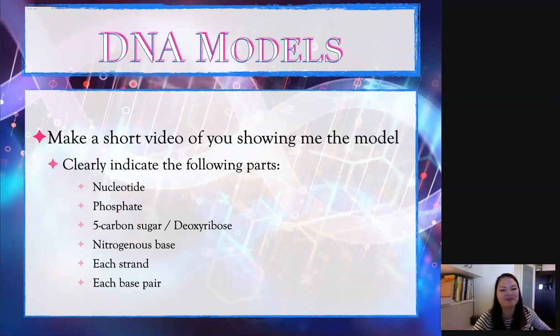Go play. So you'll make a short video of your model, and I want you to just narrate it in such a way that I can tell what the nucleotide is, what the phosphate, 5-carbon sugar, and nitrogenous bases are within each nucleotide, and then also go ahead and show me where the strands are, what the base pairs are. Like I said, it's not something you have to be able to even pick up. So if you want to just make it out of different shapes using paper, that's cool. Play-Doh, that's fine. If you want to get creative and go crazy, have at it.